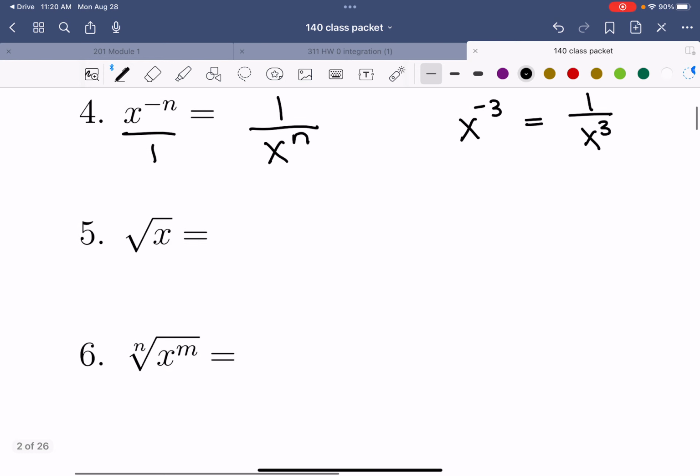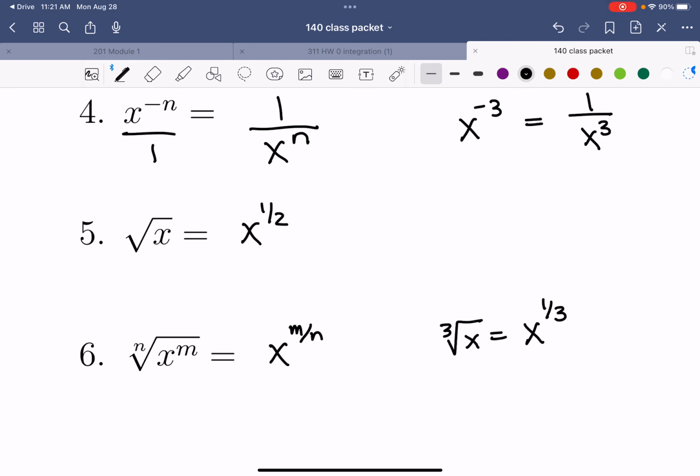Square roots are pretty common in this course, and those are going to translate as x to the 1/2 power. So fractional exponents mean that you have roots, square roots, cube roots, something like that. In general, if you have an nth root and your x has a power of m, this becomes x to the m over n. For example, the cube root of x, now instead of a 1 over 2, it's a 1 over 3, so x to the 1/3.